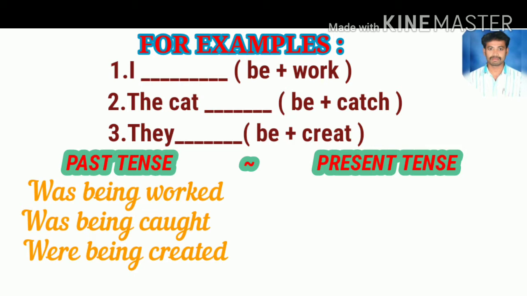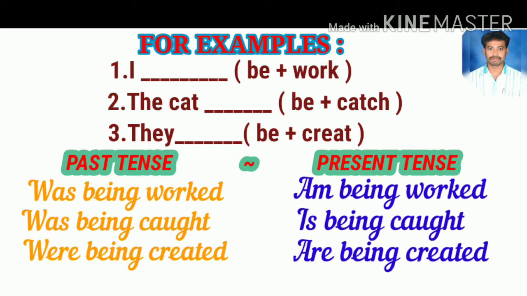Have you understood? And then the second one, the cat dash be plus catch. Look there. Here also singular was, and then being, and then caught: was being caught. And then the third one, they dash be plus create. This is plural, so I want to use were being created.